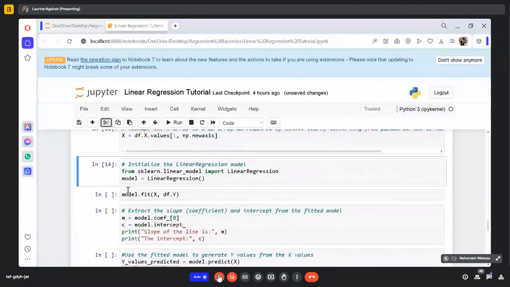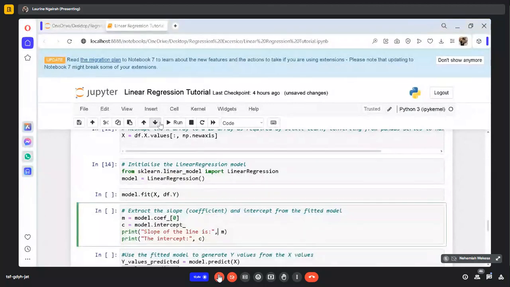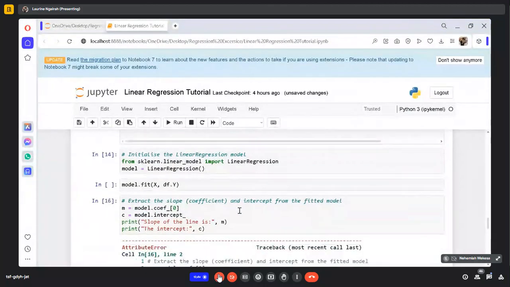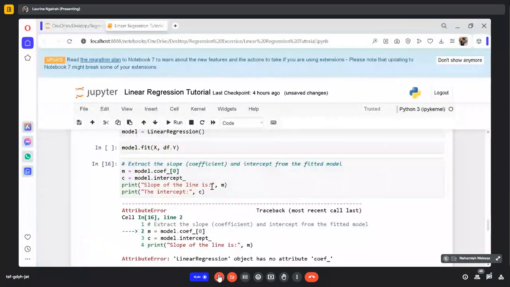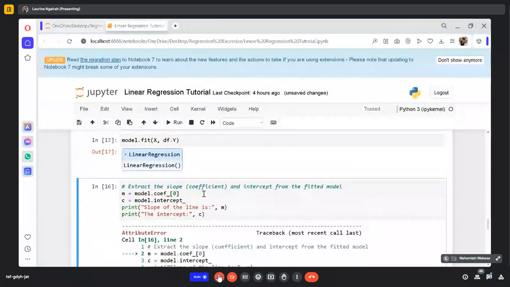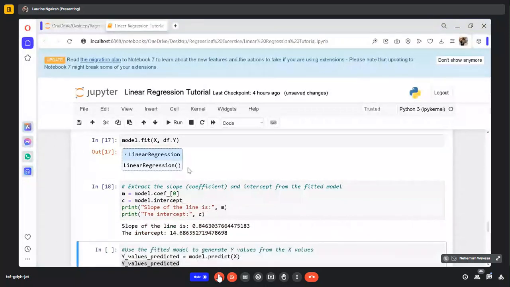So we've fitted our model into the data set. Now we are trying to see our values of M and the C before we predict, just to have a feel of how it looks. And I'm getting another error. Did you run the cell before that? Have you run the cell above? Okay, yes, now it's working. I had not run this one.